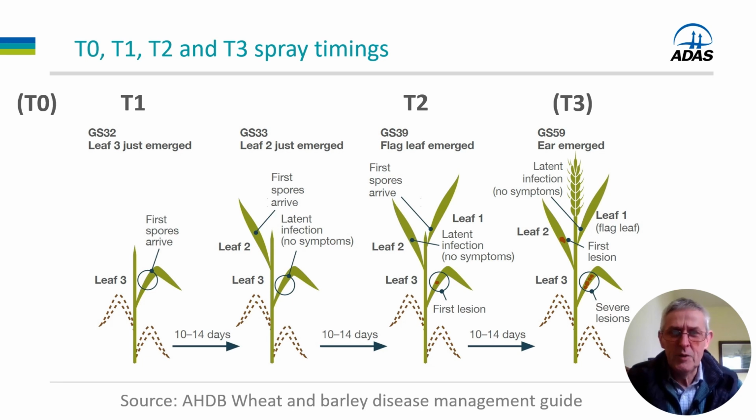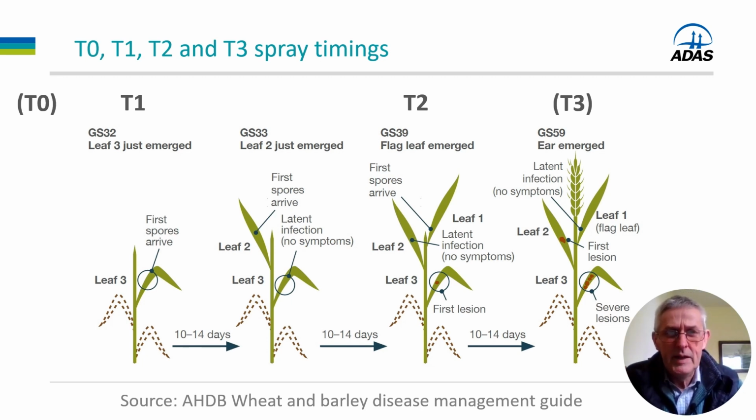And I've put the T0 and the T3 in brackets because the T1 and T2 timings are typically cost effective in wheat crops in the UK, whereas the T0 and T3 timings are more sporadically cost effective and depend on disease pressure. Typically, for example, early yellow rust epidemics requiring control at T0, or severe Septoria pressure or Fusarium ear blight pressure after the ear has emerged.